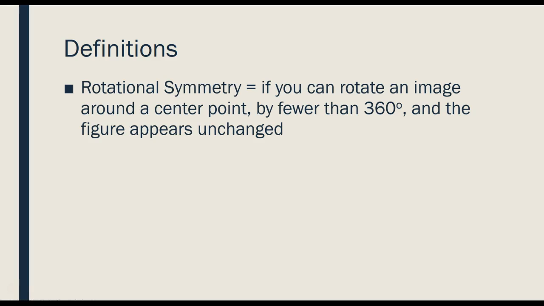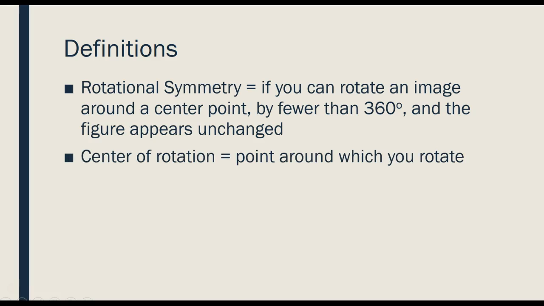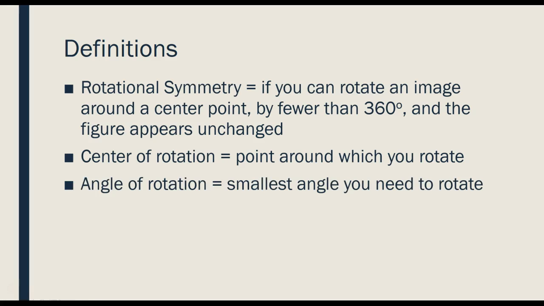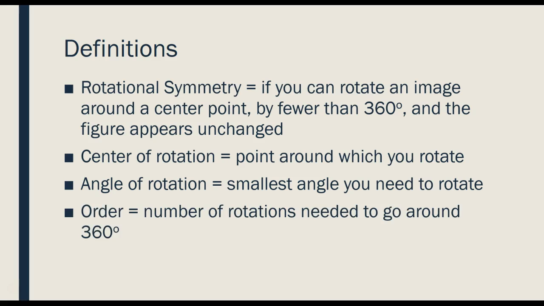Let's look at some more definitions that might help us understand rotational symmetry a little better. The center of rotation is that center point around which you rotate. The angle of rotation is that smallest angle that you need in order to create a duplicate image. And the order refers to the number of rotations you would need to get all the way around to where your initial position was. So let's look at some more examples.